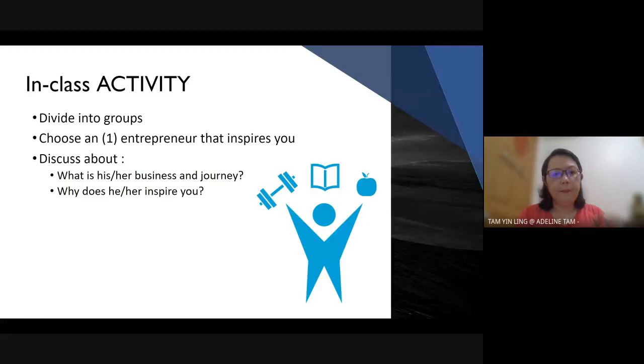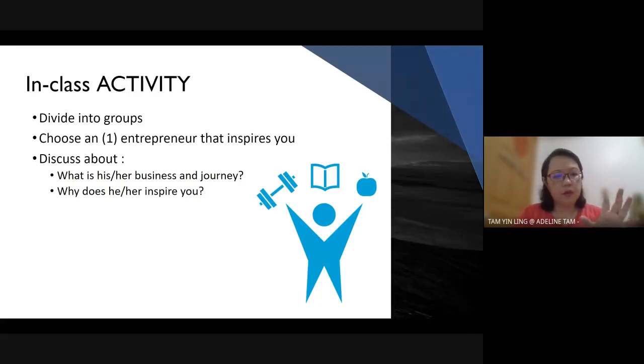For this unit one, we require you to start to divide into groups. Okay, you know your group already. Some of you already have the members to join your WhatsApp group. So what you have to do starting this week is discuss with your members what you want to do for your practicum project.